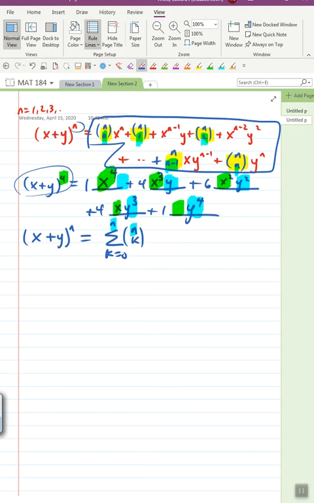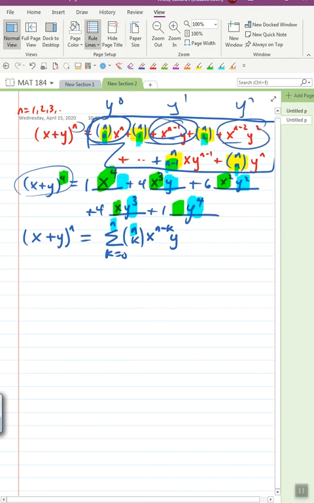And then what goes inside is what? Well, you start out with x to the n, and then it goes x to the n minus 1, x to the n minus 2. So the correct form there would be x to the n minus k. That way when k is 0, you have x to the n. When k is 1, you have x to the n minus 1, and so on. What would go here for y? Well, you have no y's here, which means y to the 0. You have y to the first here. You have y squared here. I think I just want y to the k.